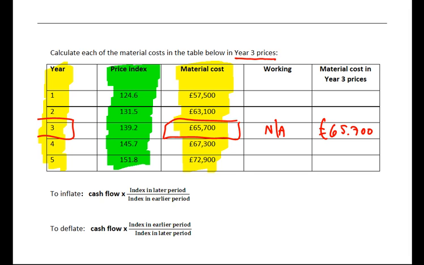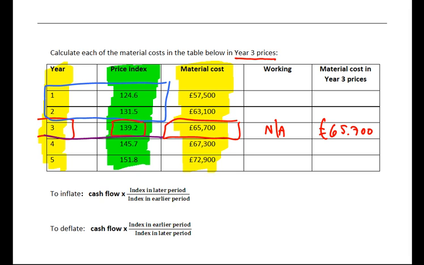However, we are going to need to adjust the other 4 years' costs to reflect the fact that in each of the other years there was a different price index. Now I'm going to split my calculations into 2 here, because what you'll perhaps notice is that in years 1 and 2, which were the years before year 3, you'll hopefully notice that the price index figures are below the 139.2.